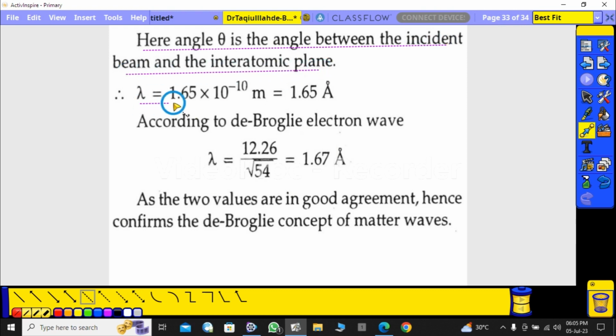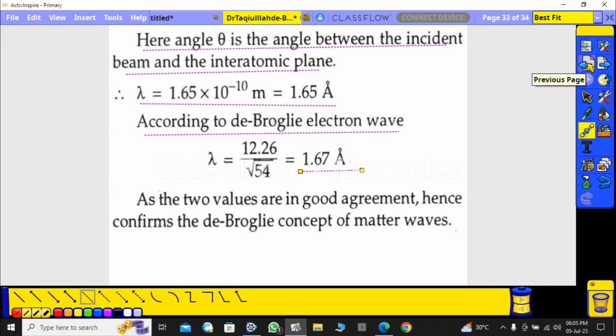So lambda will be this one, and according to the de Broglie electron wave, lambda is 12.25 over root V. We have to use this voltage, we are giving 54 volts. So we are getting 1.67 angstrom as the wavelength. So in the experiment, we have got 1.22, something around a similar number, practically. This is the practical. Theoretically also we have got some value. We will check it back.